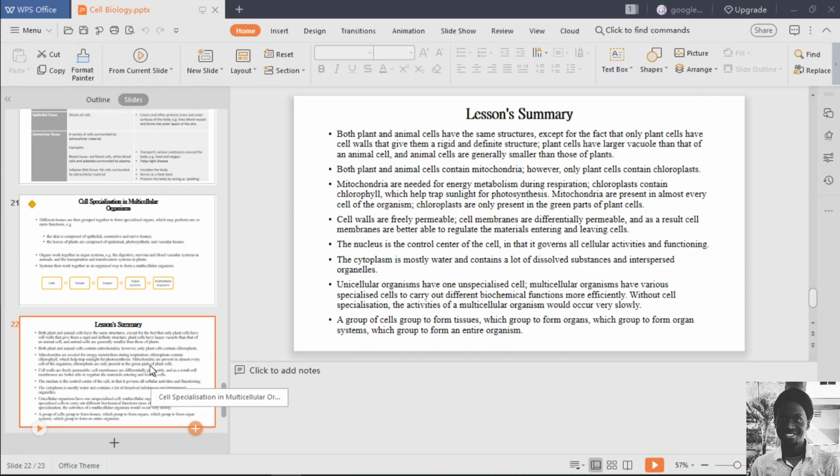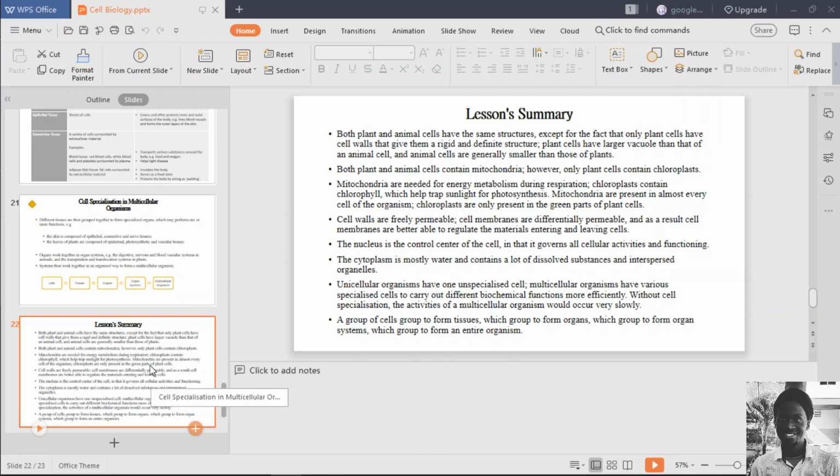The nucleus is the control center of the cell in that it governs all cellular activities and functioning. The cytoplasm is mostly water, and it contains a lot of dissolved substances and interspersed organelles. So these organelles are distributed in the cytoplasm. Then we also talk about unicellular organisms and multicellular organisms. Unicellular organisms have one specialized cell. Multicellular organisms have various specialized cells to carry out different biochemical functions more efficiently.